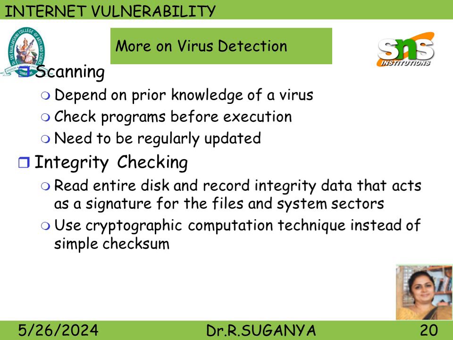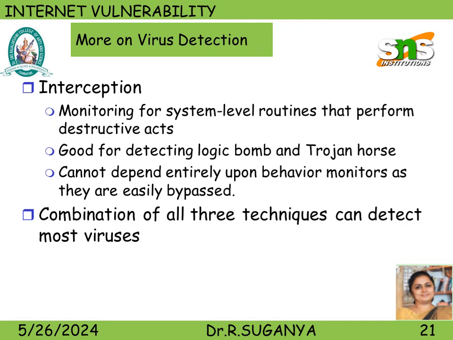Scanning depends on prior knowledge of a virus. It checks programs before execution. It needs to be regularly updated. Integrity checking reads the entire disk and records integrity data that acts as a signature for the file and system sectors, using cryptographic computation techniques instead of simple checks. Interception monitors for system level routines that perform destructive acts. It is good for detecting logic bombs and Trojan horses. It cannot depend entirely upon behavior monitors as they are easily bypassed. A combination of all three techniques can detect most viruses.